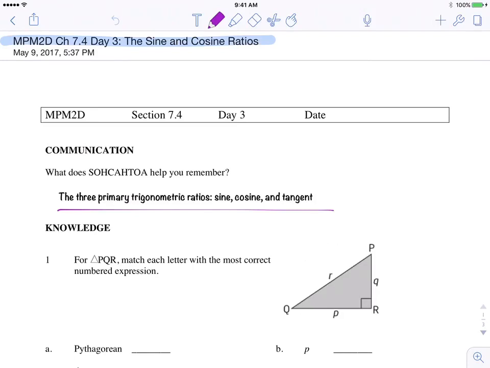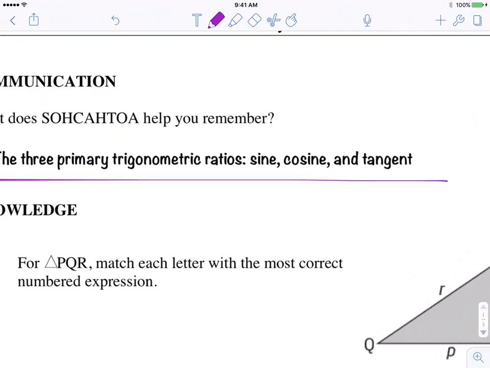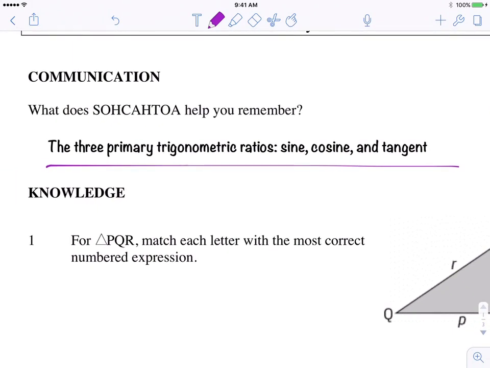All right, today we're looking at 7.4 day 3. We're still looking at the sine and cosine ratios. So right off the bat, what does SOHCAHTOA help you remember? Of course, the three primary trigonometric ratios: sine, cosine, and tangent.